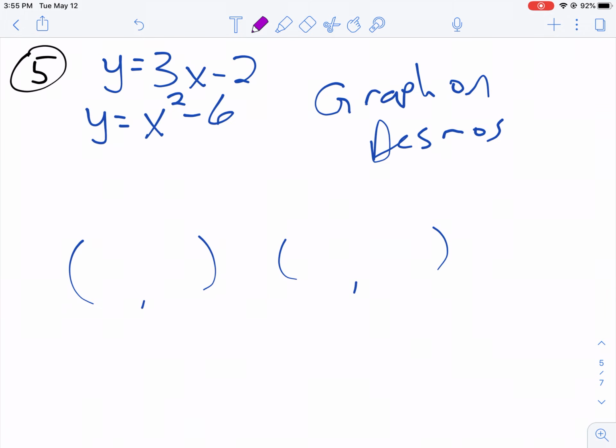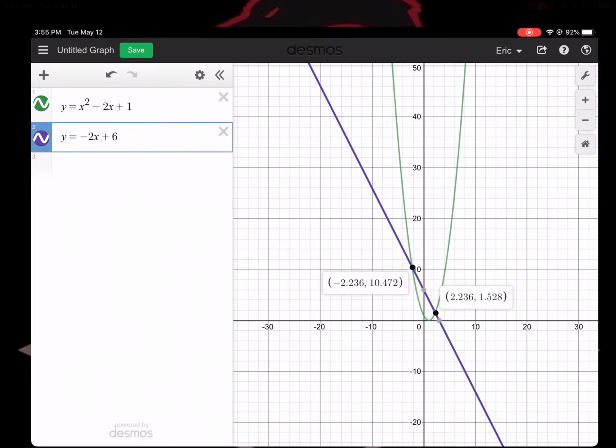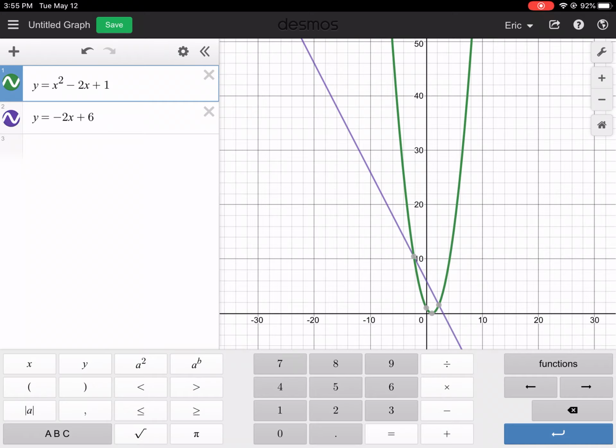All right, so this next problem, we have y equals 3x minus 2, and then y equals x squared minus 6. There are multiple ways to solve this. You can solve it algebraically, you can solve it by graphing it by hand, or again, I would recommend using Desmos. As long as you have the tool, might as well use it.